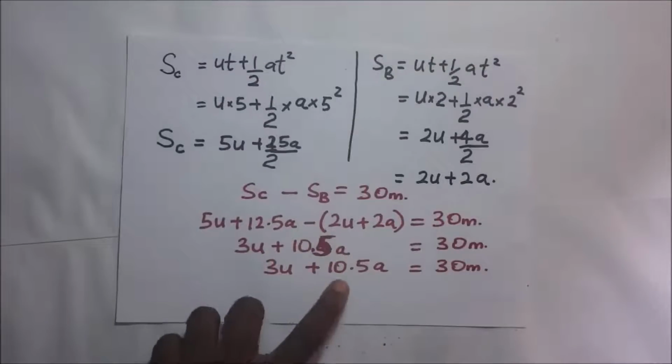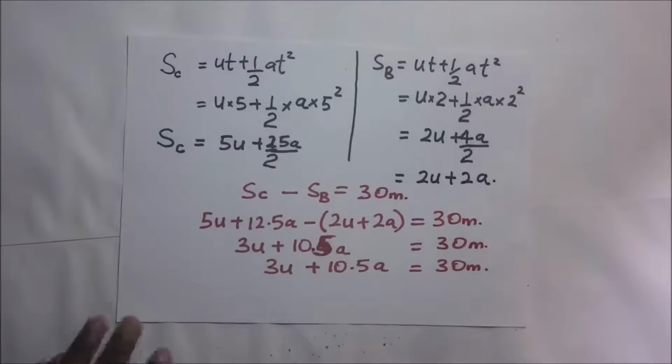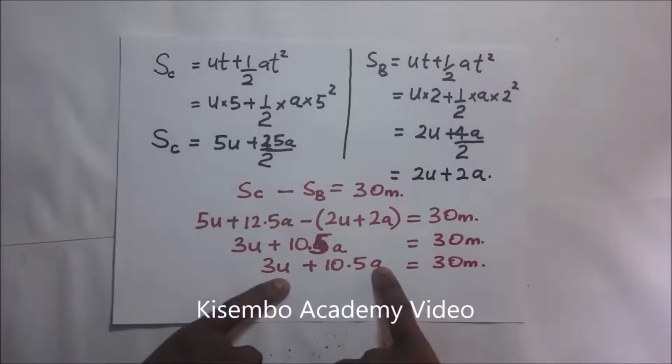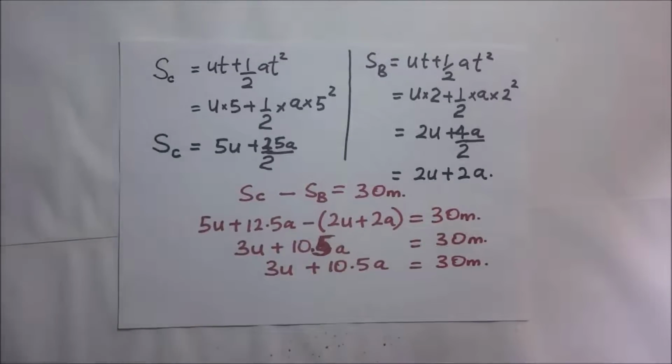We have 3U plus 10.5A is equal to 30 meters. So it means that we need to look for another equation from our information that is going to help us to get the values of A and U so that we solve the two simultaneously.